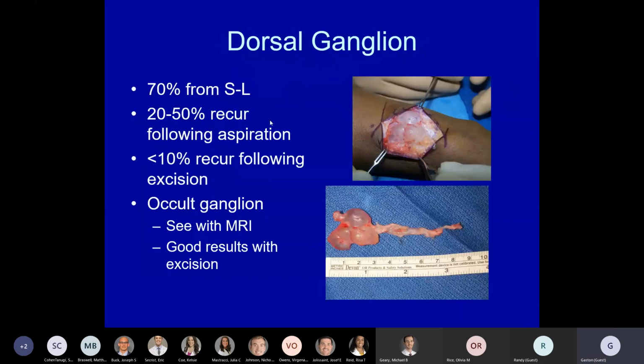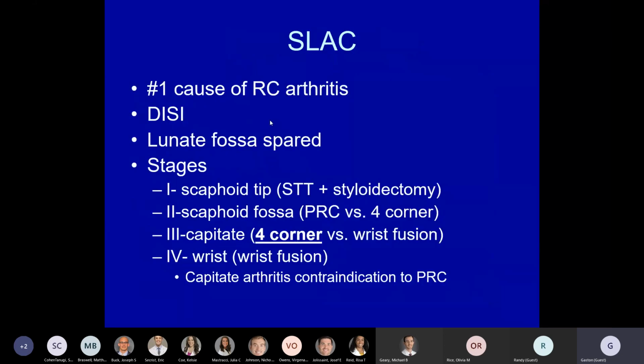Going on to dorsal wrist pain. Dorsal ganglions, remember, they come from the SL ligament. Recurrence rate of aspiration is probably higher than that, but it's been reported as 50% on one of the OITEs. 10% risk of it coming back. There's something called an occult dorsal ganglion where you can't palpate it, but they have pain there. You can best see that with an MRI scan, and the results are good with surgical excision.